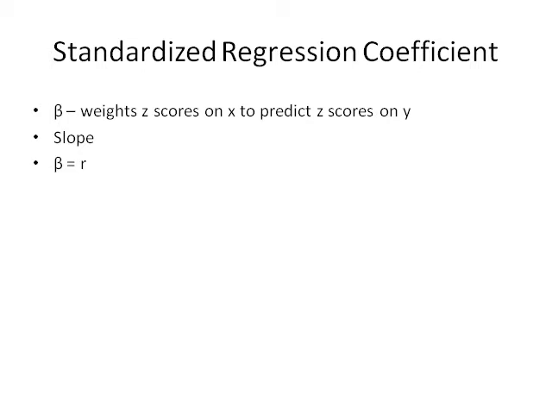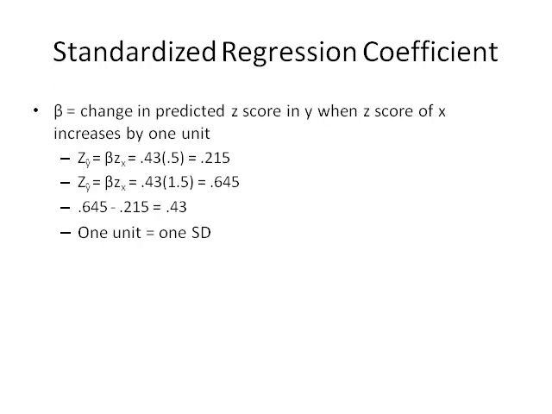Thus, the correlation of x and y can be thought of as the slope of the standardized regression line for the two variables. Another important way of thinking of beta is that it equals the change in the predicted z-score of y when the z-score of x increases by one z-score.